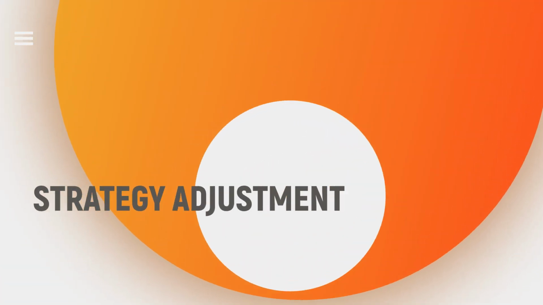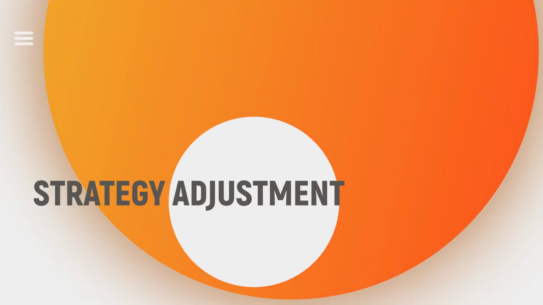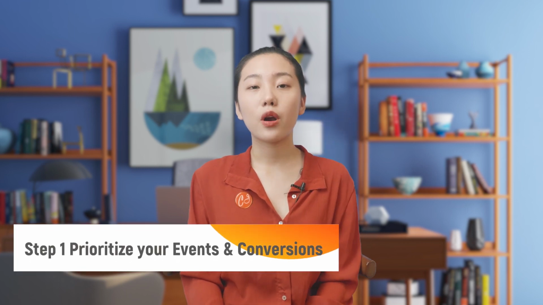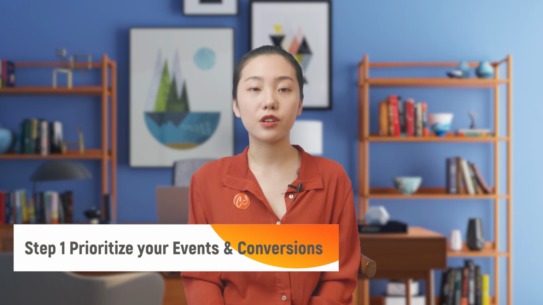The next thing we're going to talk about is strategy adjustment. When it comes to Facebook ads, there are a few easy strategies you can implement to make sure your strategy stays strong through the iOS 14 rollout. And today, I'm going to introduce 4 simple steps. Step 1. Prioritize your events and conversions.